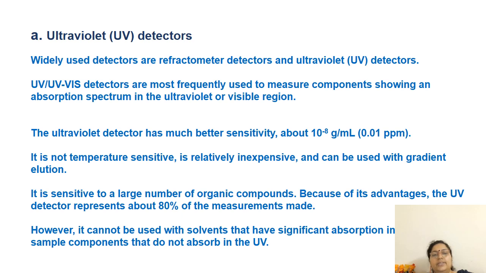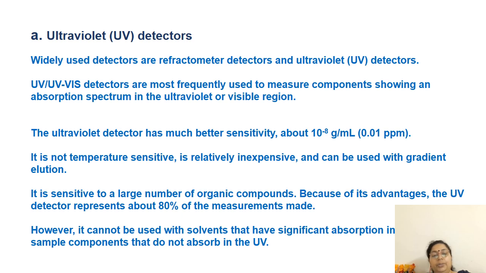UV visible detectors are commonly used to measure components showing an absorption spectrum in the UV visible region and have better sensitivity, about 10 raised to minus 8 grams per ml, that is 0.01 ppm level. It is not temperature sensitive, relatively inexpensive, and can be used with gradient elution. It is sensitive to a large number of organic compounds. Because of this reason, the UV detector represents about 80% of the measurements made.